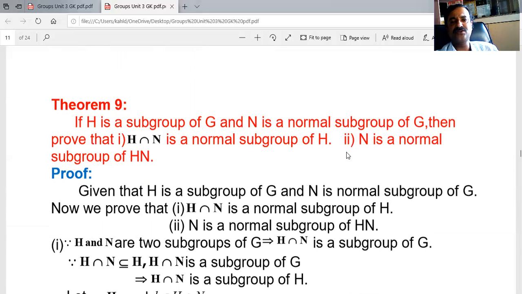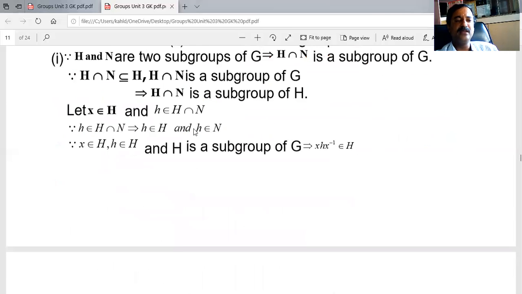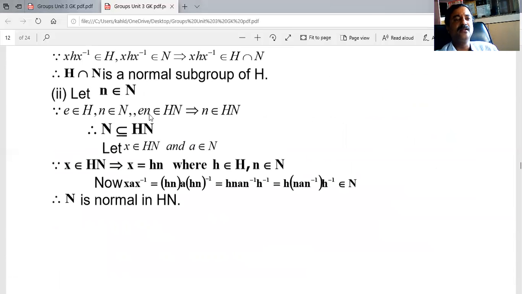What do we have to prove in the second one? Kindly follow the cursor, students. What is the second one? N is a normal subgroup of HN. What do we want to prove? N is a normal subgroup of HN. Now I am taking that small n belongs to capital N.